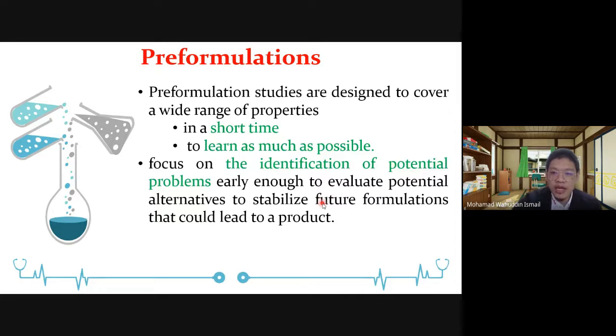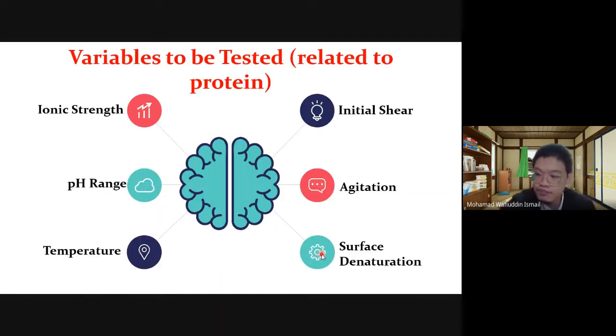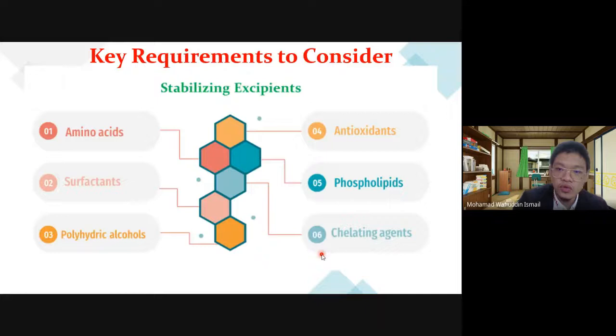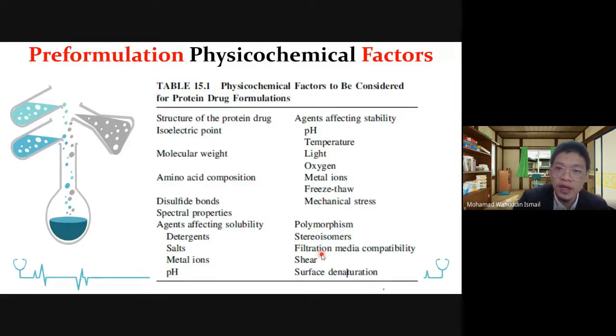Then we focus on the identification of potential problems early enough to evaluate alternatives to stabilize the future formulation that could lead to a product. The variables to be tested in a protein are ionic strength, pH, temperature, inertia, agitation, and surface denaturation. This is related to the stability of the protein, so we must look at the physical and chemical factors to be considered.